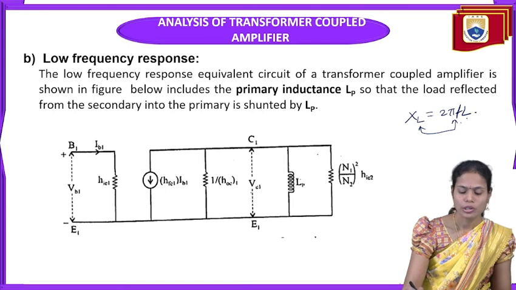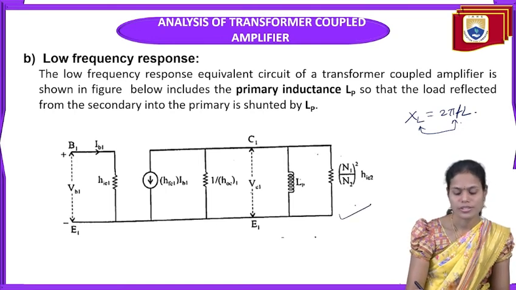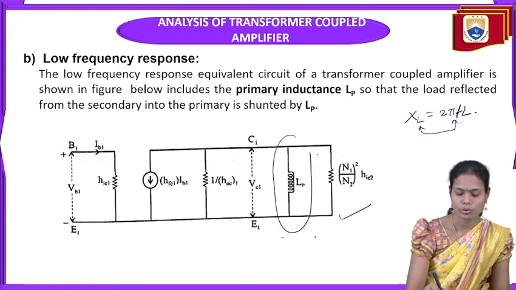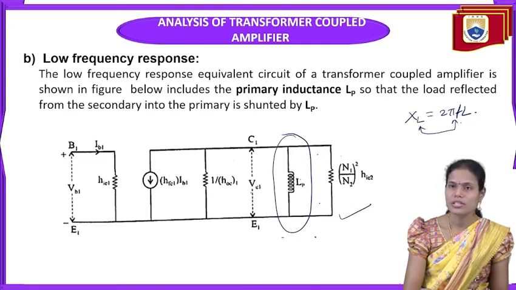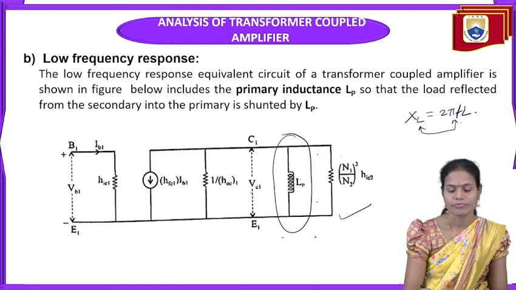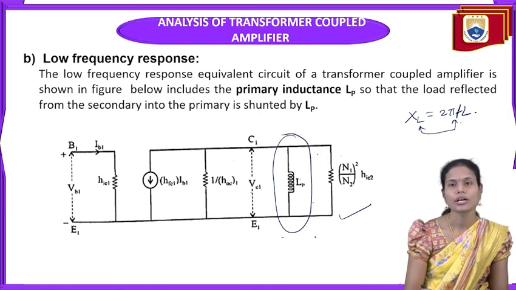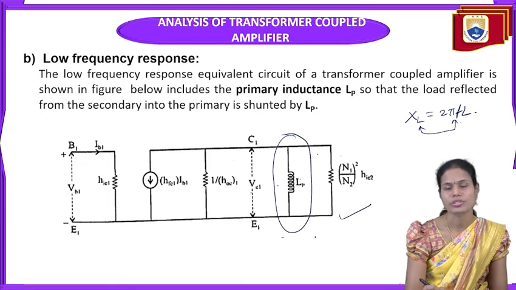Okay. So that low frequency equivalent circuit is this one. This is similar to the previous circuit. The only difference here is that we are including the primary inductance LP. So this primary inductance LP is reflected from the secondary into the primary. So that's why we are shunting between the two stages.